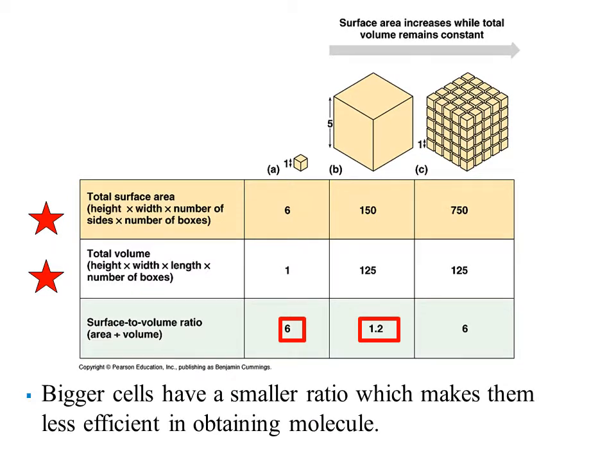So bigger is not always better. The bigger the cell, the smaller the ratio. This is going to make diffusion of these molecules into the cell, the collision of these molecules into the enzymes, less efficient. Therefore, the cell will not be able to produce enough energy to sustain life. So bigger is not better. Smaller is better in reference to the cells.